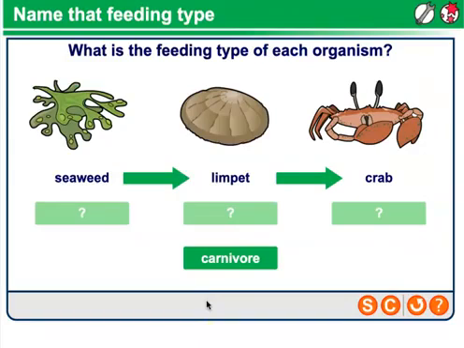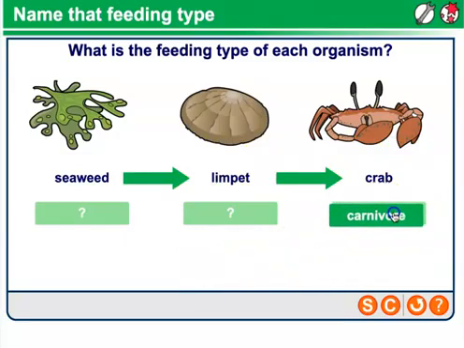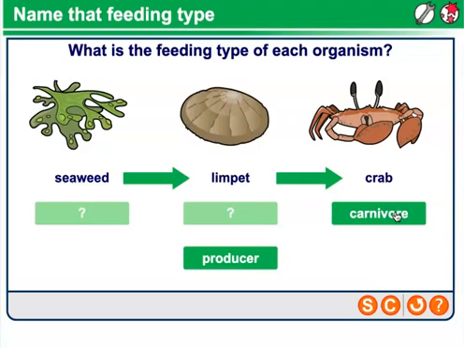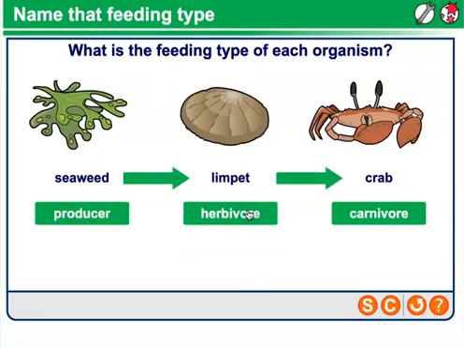So let's name the feeding type in another example. We've got seaweed, or potentially more of a kelp here. We've got a limpet and a crab, and we need to know which of them is a carnivore. The crab is going to be the one that consumes another consumer. Our kelp or seaweed is going to be the producer here. It's going to go through photosynthesis to make glucose. And then the limpet is going to be the herbivore that is eating that kelp or seaweed.